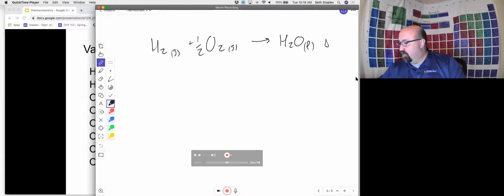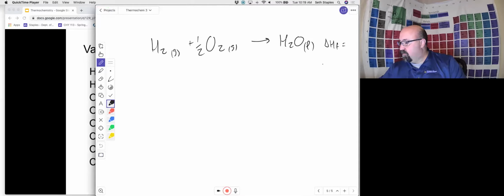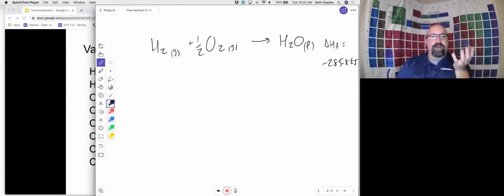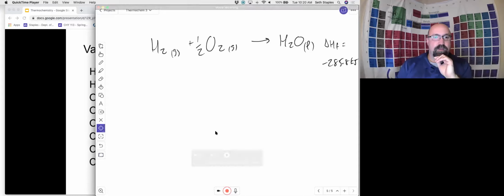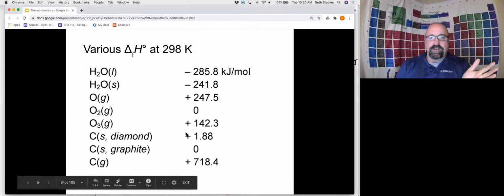And so our delta H of formation for this is negative 285.8. And so that's all enthalpy of formation is. It's just how much energy does it take to make a particular compound from its elements. And these are just several different examples here.